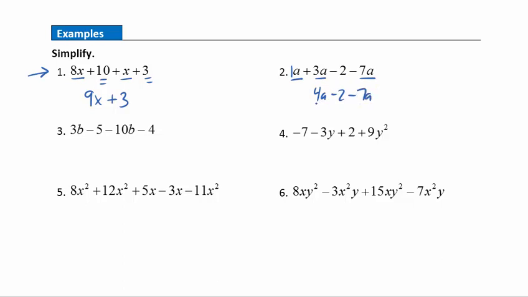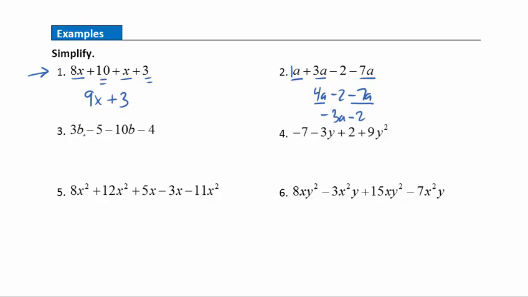Now I'm going to combine this 4a and this negative 7a. Remember, whenever we talk about a term, we include the sign in front of it. So I'm going to add this minus 7a as a negative 7a. This would be 4a plus negative 7a. That's going to give me negative 3a. And then I'm going to write down just this constant term. There was nothing I could combine with that negative 2. So there is my final simplified answer.